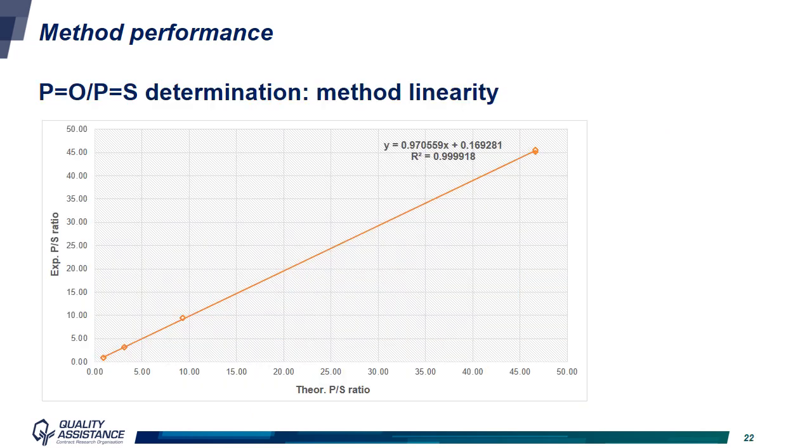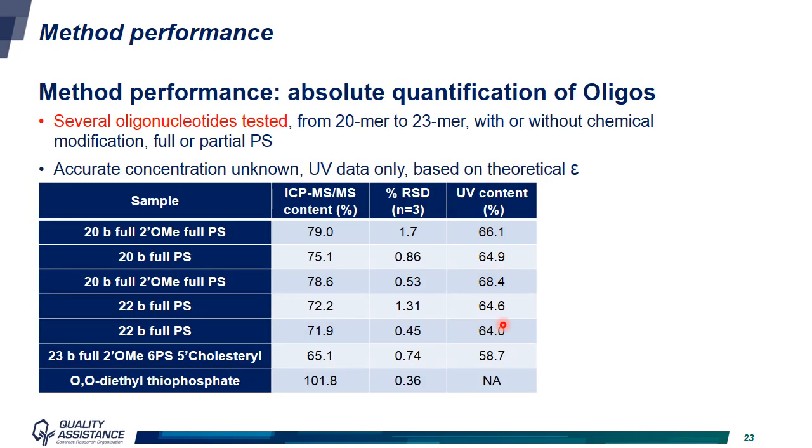Once again, the method linearity with the experimentally determined PS ratio versus the theoretical one. Very good coefficient of determination and a slope close to 1. Here are some additional data regarding method performance.